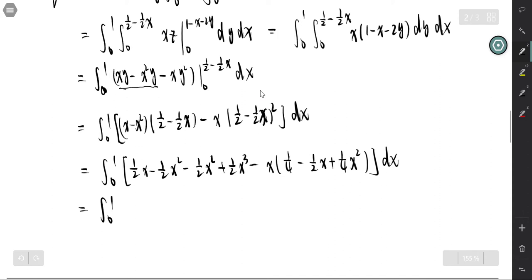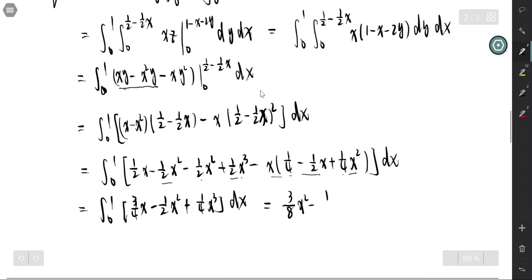From 0 to 1, combining terms: that's 1/4 x, so that is 3/4 x. The x squared terms give minus 1/2 x squared. The x cubed terms give plus 1/4 x cubed, dx. That is 3/8 x squared minus 1/6 x cubed plus 1/16 x to the fourth, from 0 to 1.